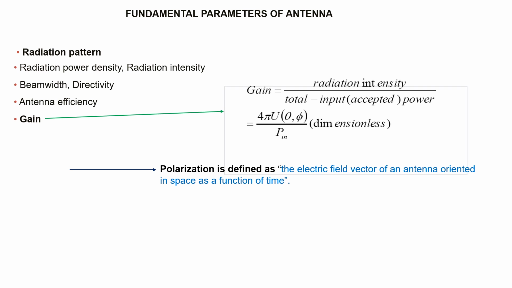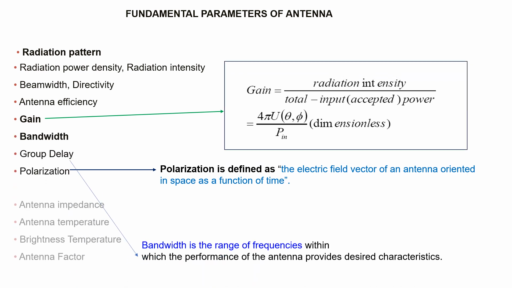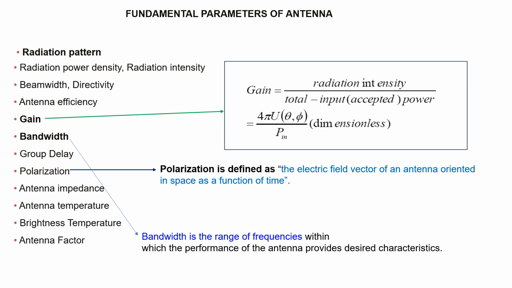Talking about the fundamental parameters of the antenna, there are radiation power density, gain, bandwidth, polarization. One of the important factors is the gain, that is the ratio of the radiation intensity to the total input power. And there is also polarization, which is basically the orientation of the electric vector of the antenna in space as a function of time. The range of frequencies for which the antenna will have an optimal performance is called the bandwidth of the antenna.